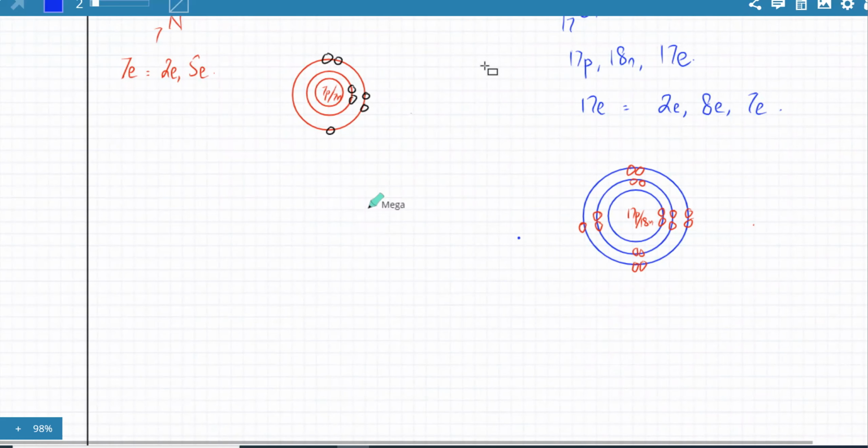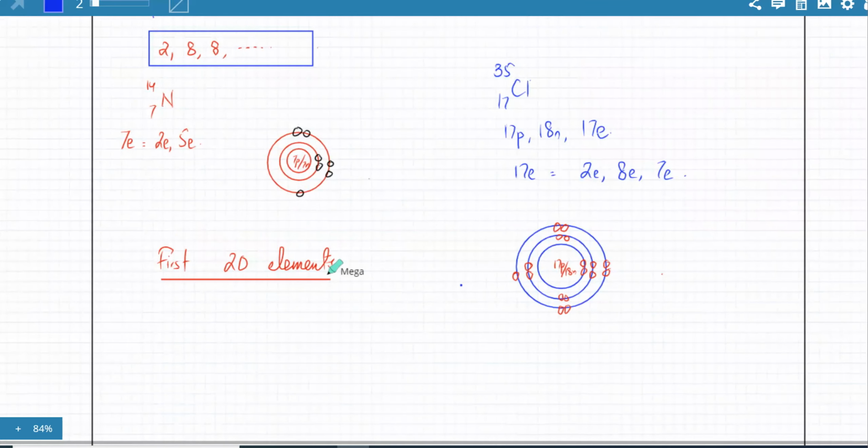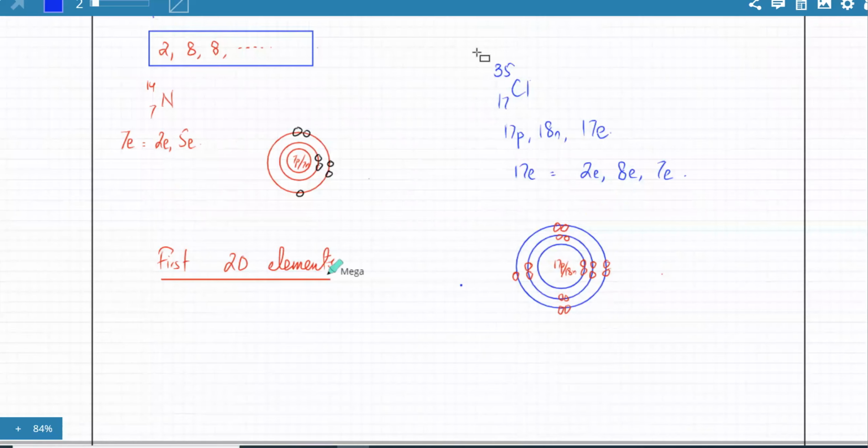I said just a small exercise. First 20 elements. Draw the first 20 elements. You can do the same thing that I'm doing over here. Just write the number of protons, neutrons, and electrons, write the electronic configuration like this, and then draw the atom, for the first 20 elements. So I'm going to make an assignment on Classroom and post the answers over there. Okay. So let's talk tomorrow, and we're going to talk about how to write the electronic configuration of bigger atoms tomorrow.